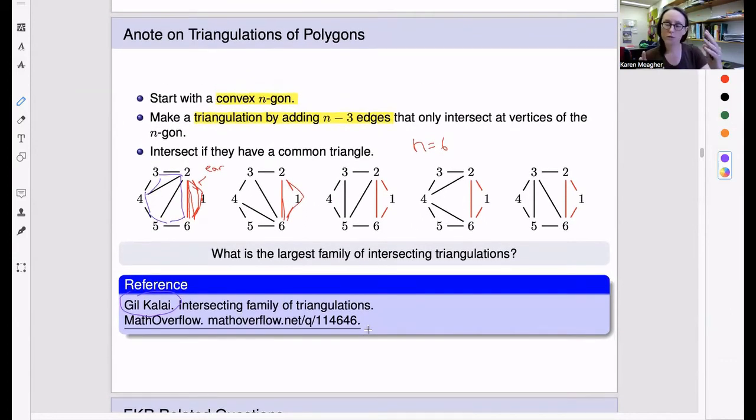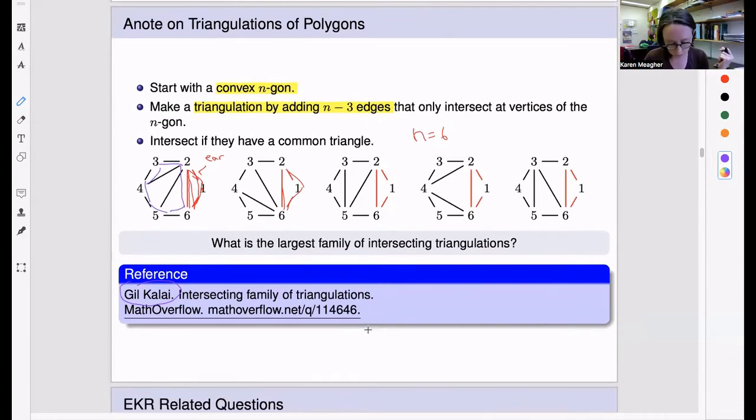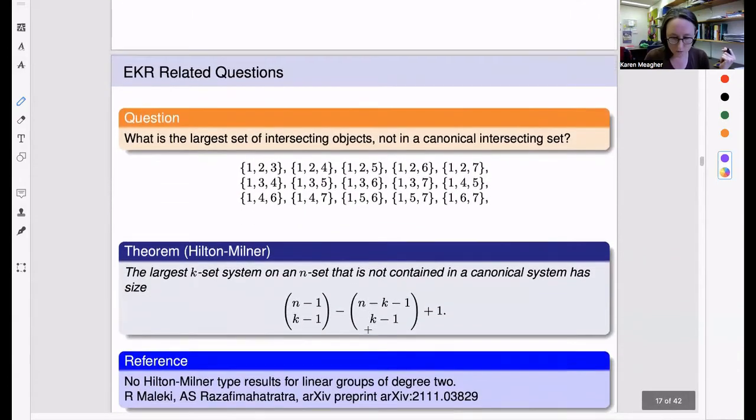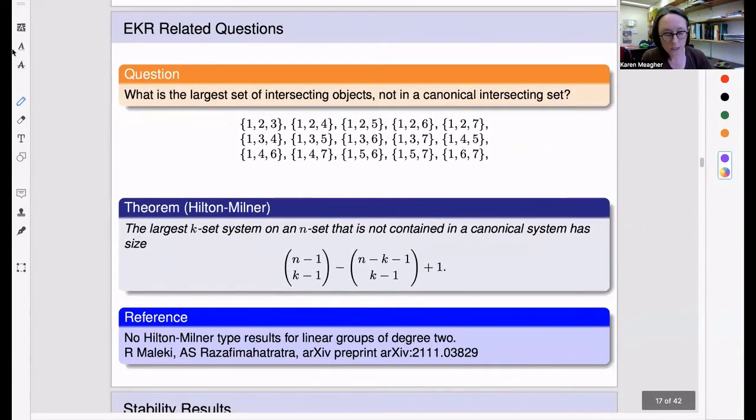Okay, so those are the EKR theorem and the different situations where you can ask if a version holds. There's a bunch of related questions, like what's the largest set of intersecting objects that aren't contained in a canonical one? So they aren't contained in a system where everybody contains a common element. This system right here is the one I put at the beginning. It's all the 3-sets that contain 1. So what I can do is add in the set 2, 3, 4. This is any set that doesn't contain 1.